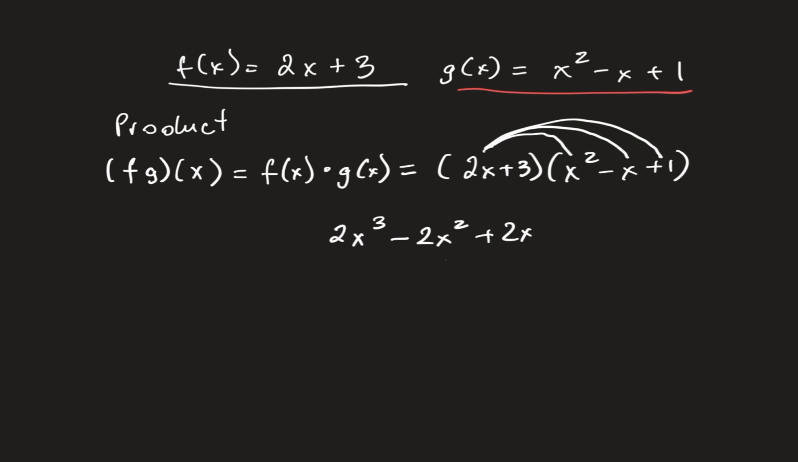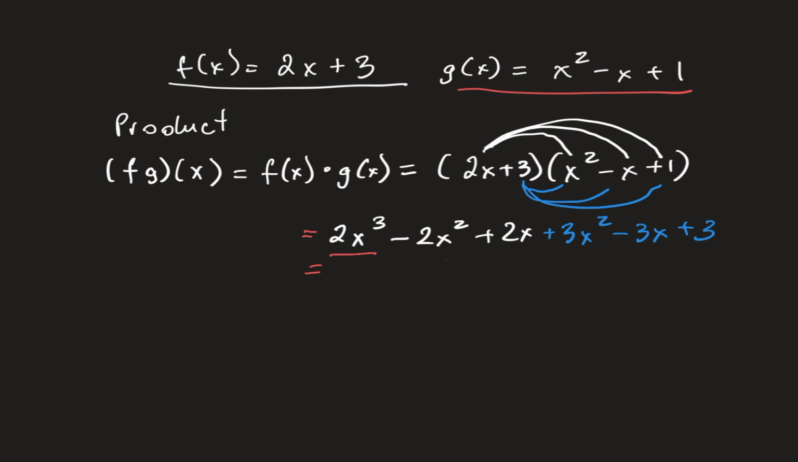Now we move on to the second term, which is a 3. We're going to again multiply it by each term of the second parenthesis. 3 times x squared is just 3x squared. 3 times negative x, negative 3x. And 3 times 1 is positive 3. Here, just like in the previous example, we are now going to combine like terms.